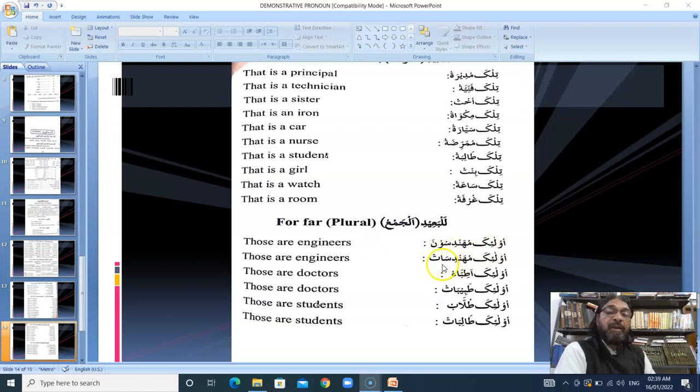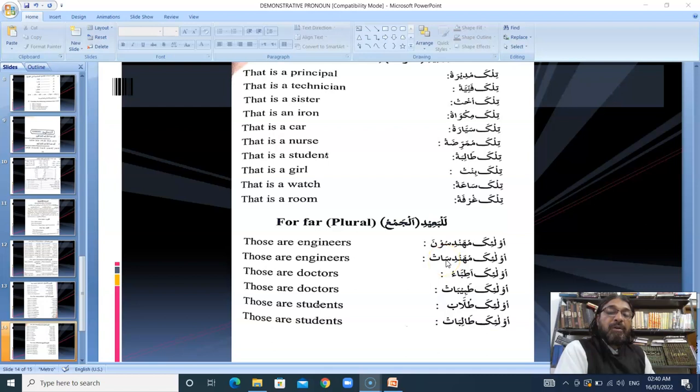So muhandisuna, muhandisatun. Waw is an indication of plural form for masculine gender, sound plural. And muhandisatun, alif and ta, is an indication of plural form for female. So how will you make the plural form from singular words, singular noun? So it was before muhandisatun.